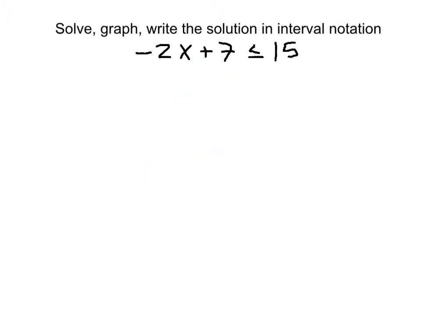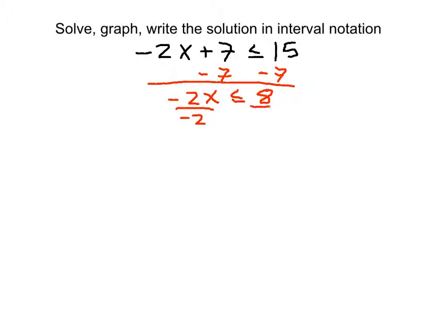So here's an example that you will see. Solve, graph, write the solution in interval notation. So remember when we solved this, we treat it just like it was an equation. You just have to be careful when you're multiplying and dividing by negative numbers. So we can subtract 7 without any problem, and we get negative 2x is less than or equal to 8. And now to get x by itself, we divide by negative 2.